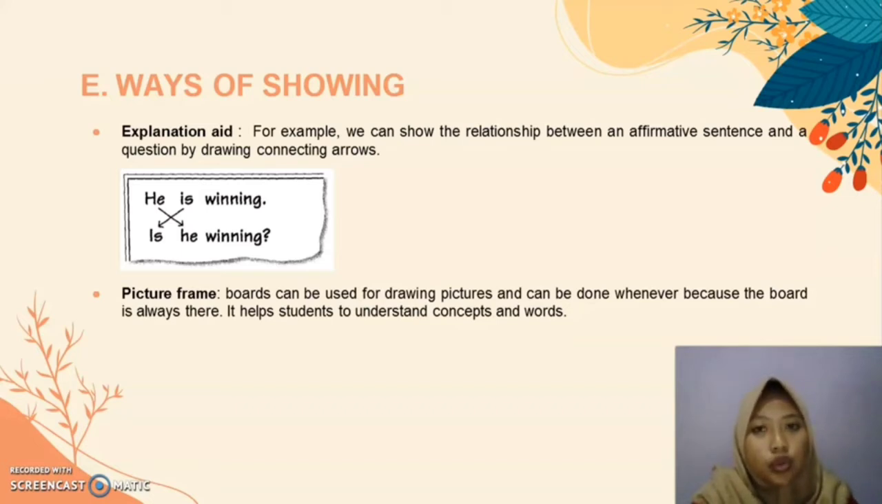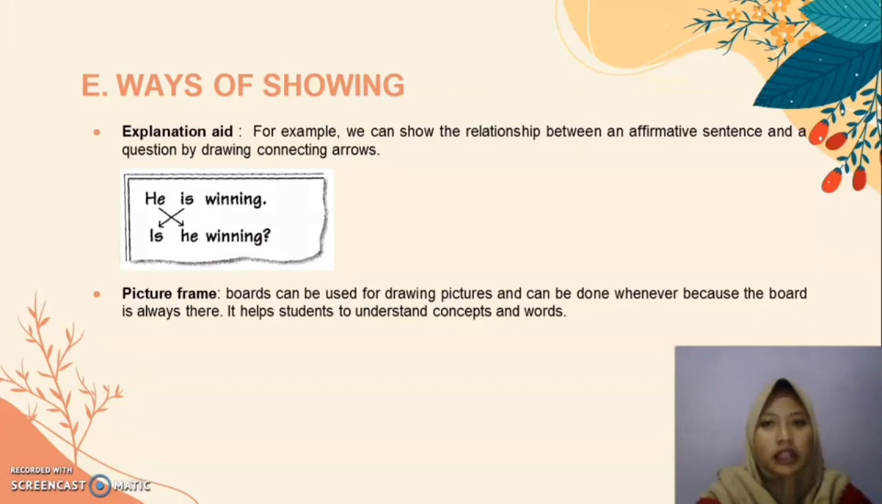We can show where words go in a sentence by indicating the best position diagrammatically, or we can write up phonemic symbols or draw diagrams of the mouth to show how a word or sound is pronounced. The third is picture frame.